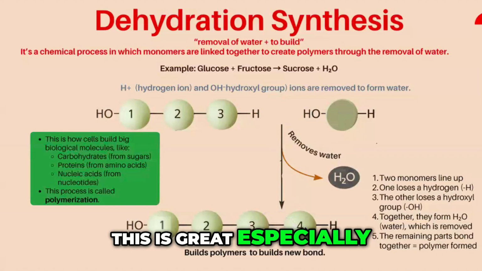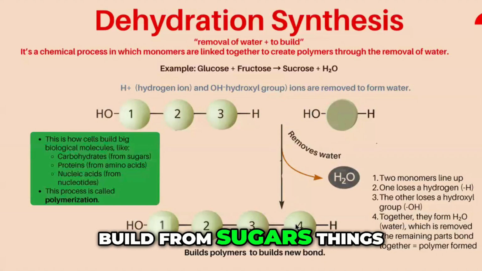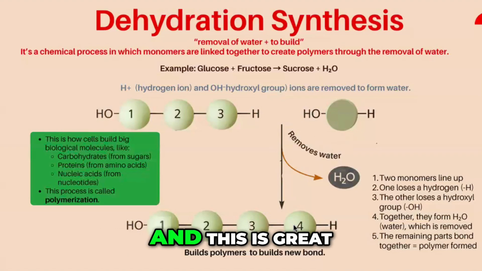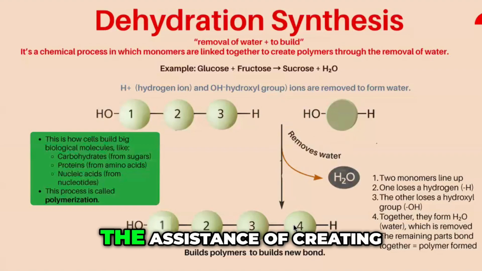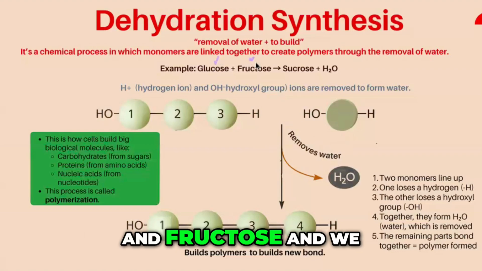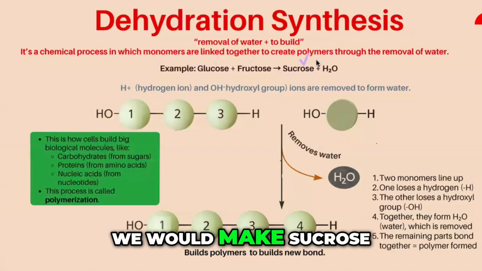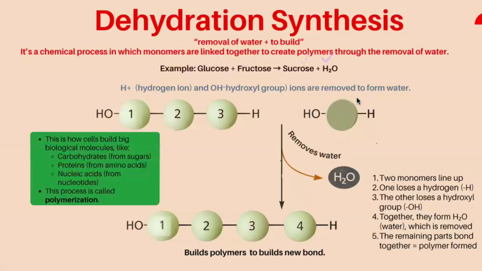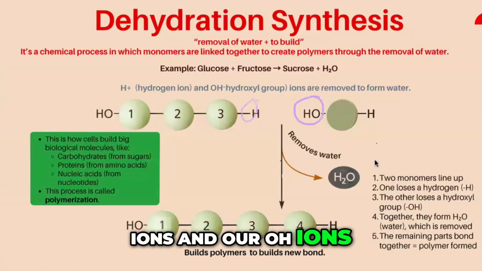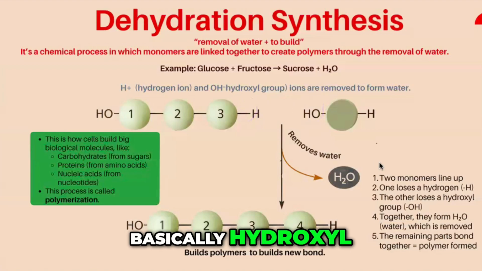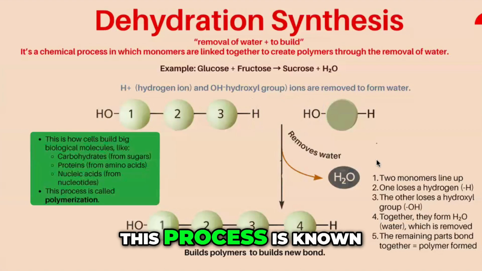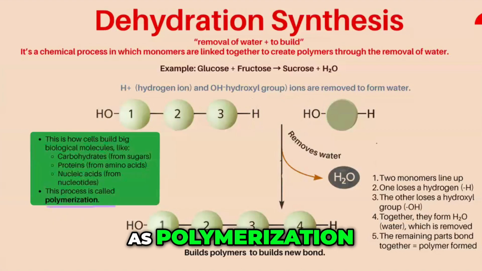This is great, especially if we're trying to build from sugars, things like carbs, proteins, or nucleic acids. And this is great because it assists in creating those items. For example, if we took glucose and fructose and combined them together, we would make sucrose plus water. So the idea is to take our hydrogen ions and our OH ions, basically hydroxyl, and combine them together to form water. This process is known as polymerization.